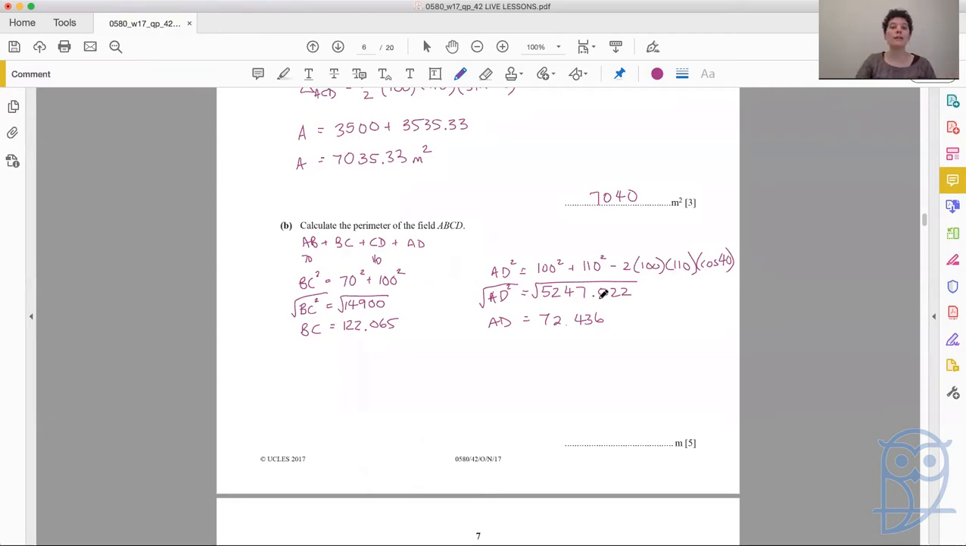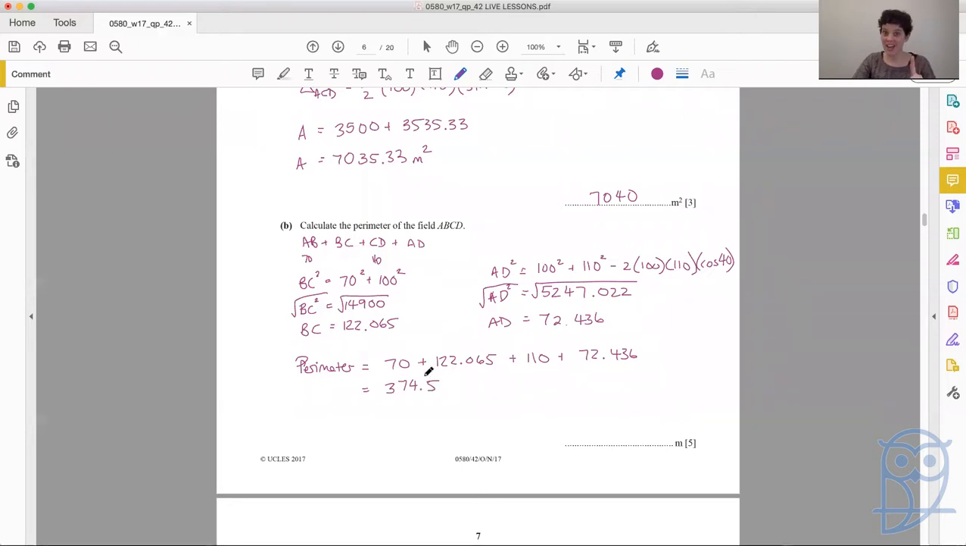So now we go back to that very first statement that we made. Perimeter equals 70 plus 122.065 plus 110 plus 72.436. So our perimeter total all the way around the field comes to 374.